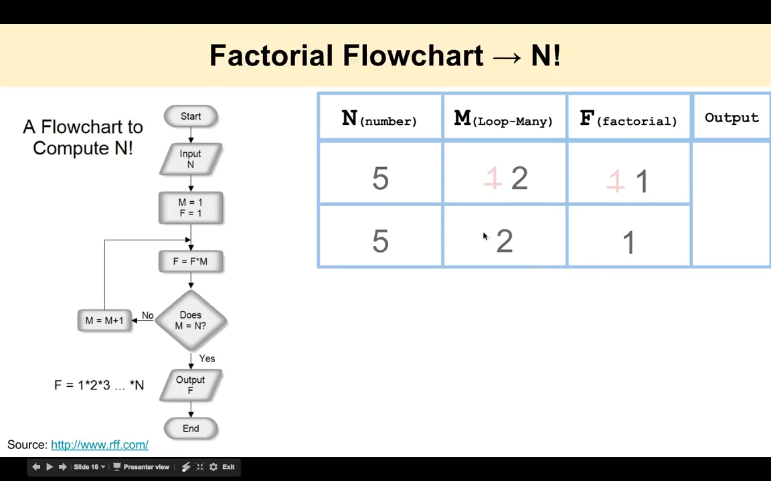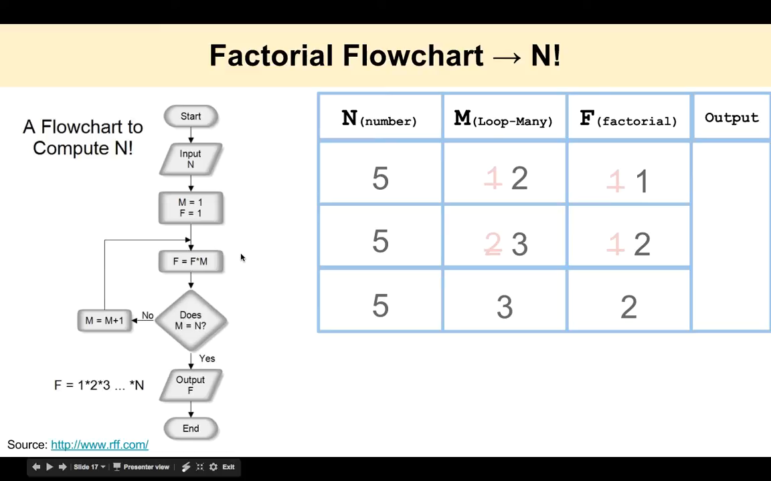So I just reset for what the values are, so we're on our new loop. So we're going to say, okay, f is equal to f times m. So 1 times 2 is equal to 2. So that 1 goes away, and now I have a 2. Does m equal n? 2 does not equal 5. No. So now m equals m plus 1. So 2 equals 2 plus 1. So it's going to be now 3. And I go back to the top.